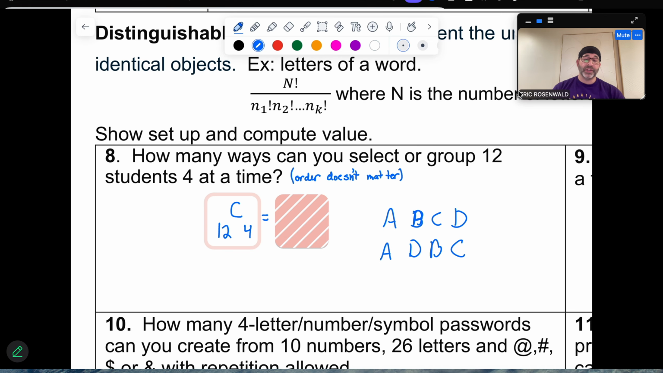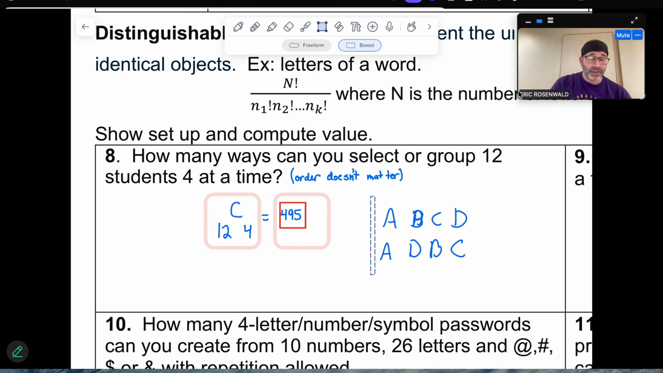And so what we say is that there's 12 students. I'm going to choose 4 of them. That means that there's 495 ways that I can choose a group of 4 from 12 students.